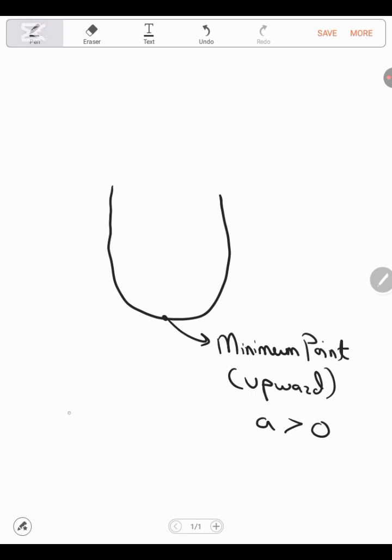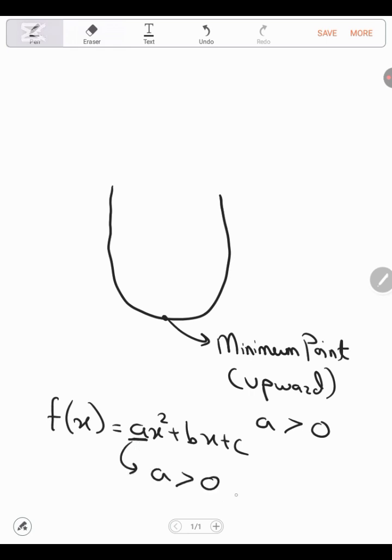And what is this a? For instance, if you remember, you are given a function of x such as ax square plus bx plus c. So this is basically the a over here, that is the coefficient of x square, and this a should be greater than 0 to make this quadratic graph an upward graph. And as I've told you, this is your minimum point.